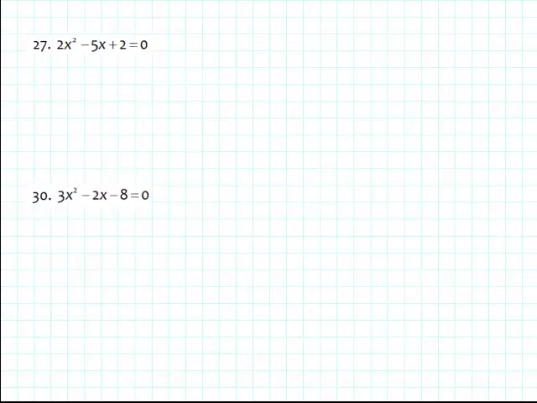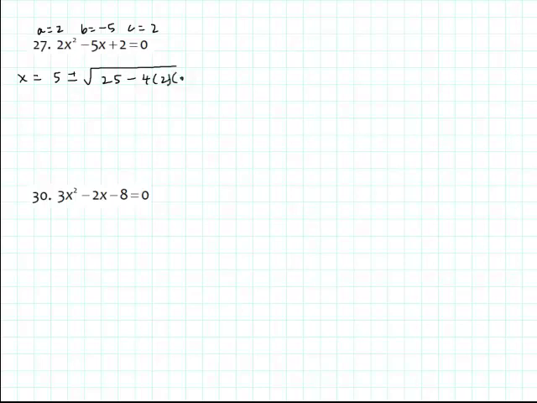Number 27, here we have an a value that is not 1. A is 2, b is negative 5, c is 2. X is equal to a negative b, positive 5, plus minus. Your negative 5 squared is 25. Take away 4 times the a times the c. Over 2 times the a, which will be a 4.